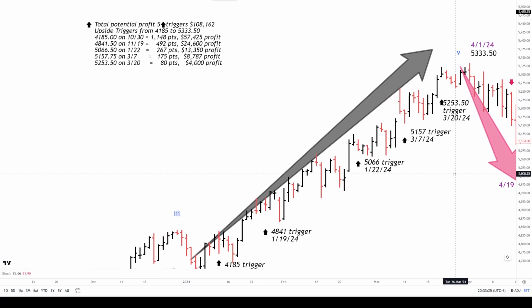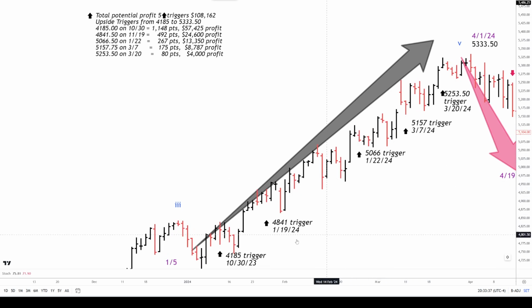Of course, you'd have to put your stops appropriately, and this is assuming 100% of the move. We never assume 100% of the move. This is theoretical profits. I'm happy with 60 or 80% of any move. I did get 100, was it yesterday or today? Anyway, on a short term, on a 10-minute chart. But anyway, that's the upside triggers we had, okay?